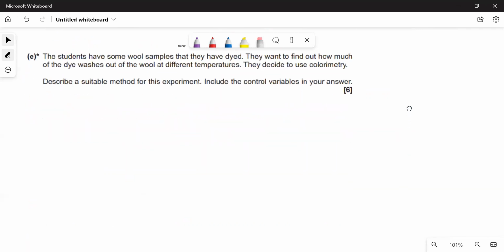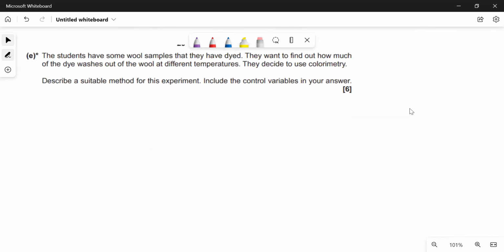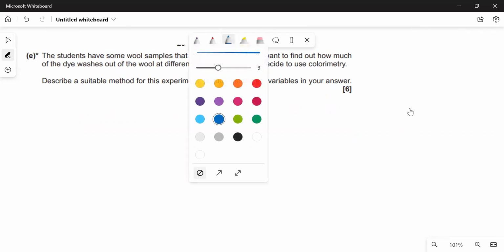Right, the students have some wool samples that have been dyed. They wanted to find out how much of the dye washes out of the wool at different temperatures, and they decided to use colorimetry. Describe a suitable method, include the control variables in your answer. Okay, so what they're probably going to have to do is, they're changing the temperature, aren't they?